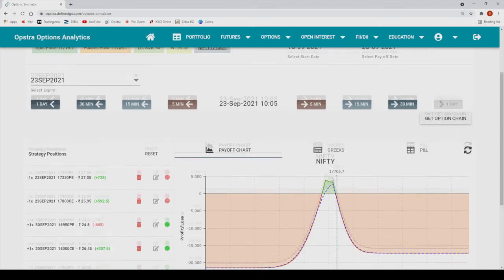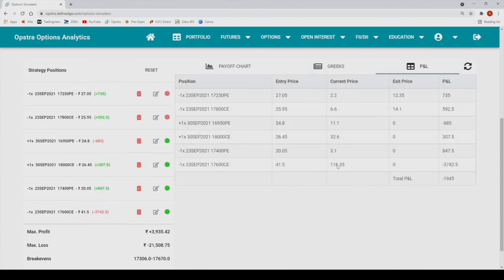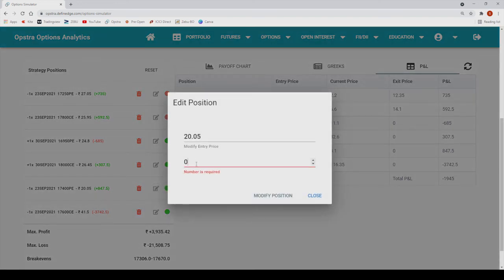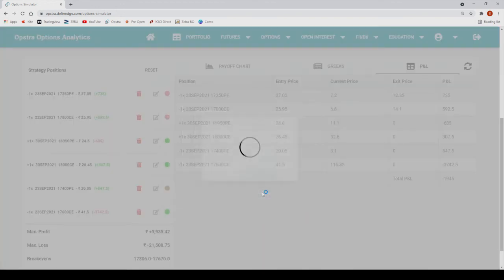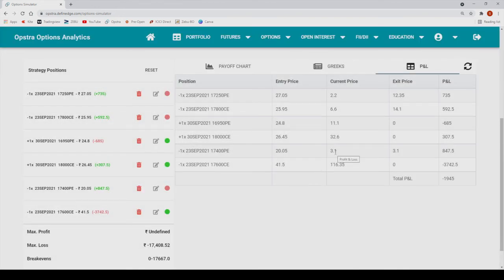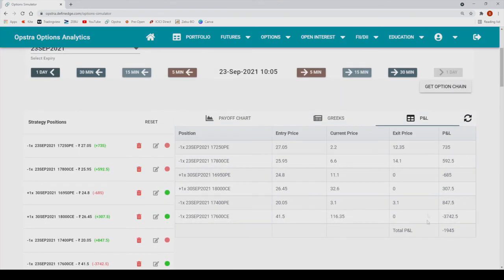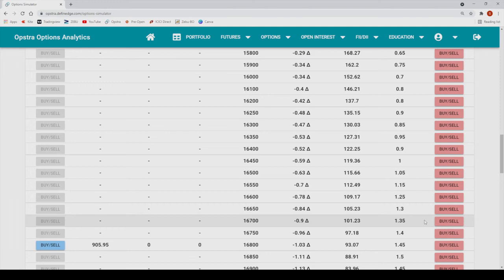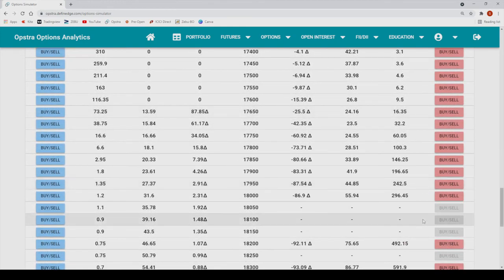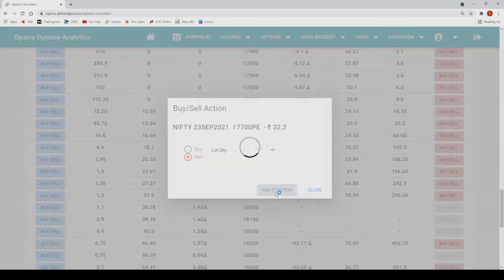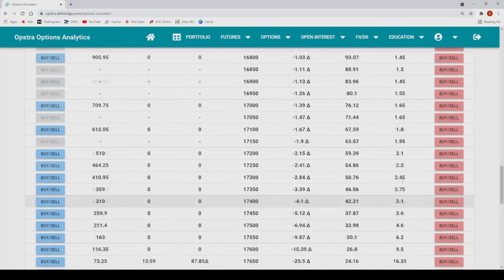So what I am going to do, I am going to close the put option. This is 3 rupees. And I am going to sell a put option around 17,700, which is trading around 32 rupees.